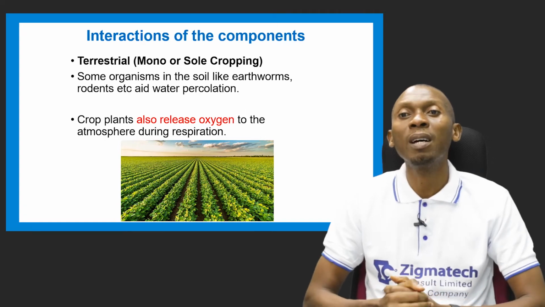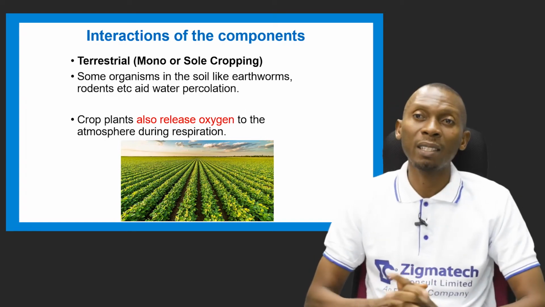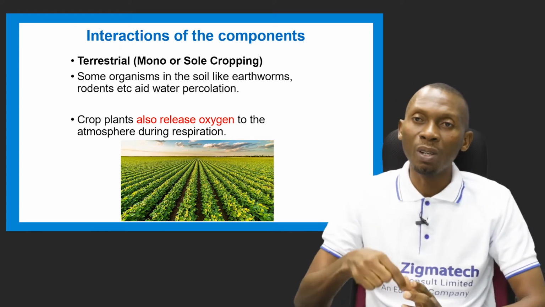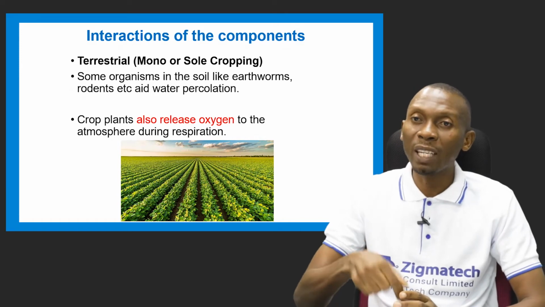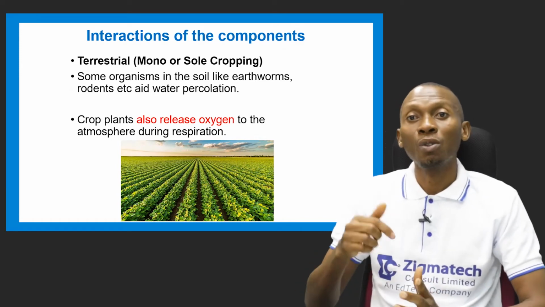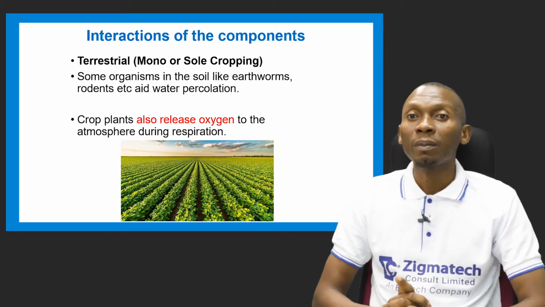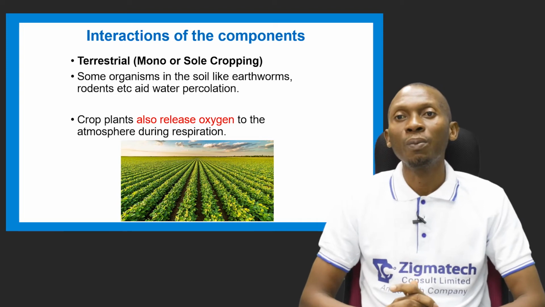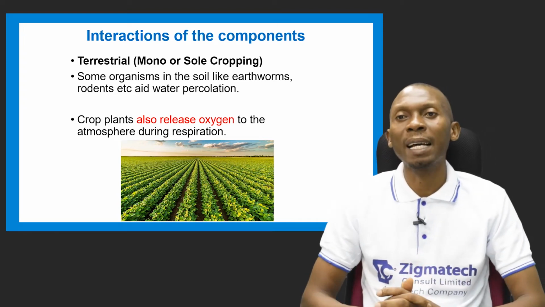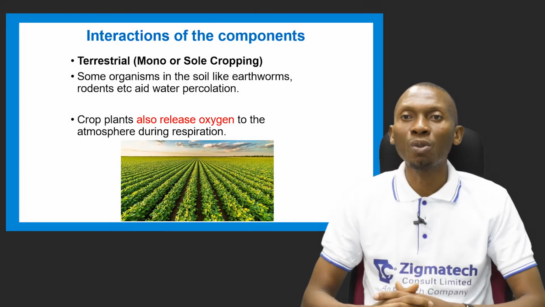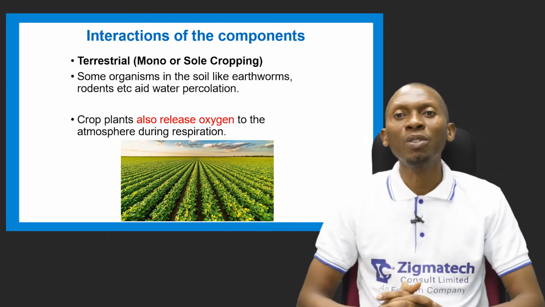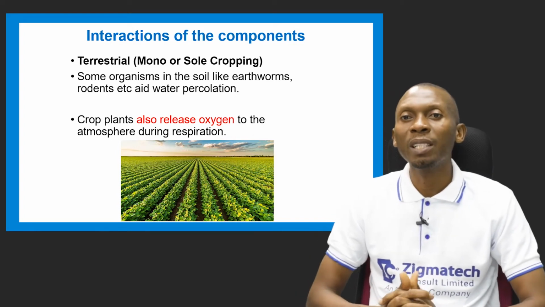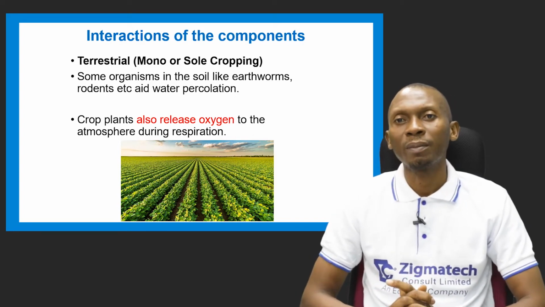This could aid water percolation, that's the downward movement of water into the soil, which will help water get to the roots of plants. It also helps aeration, as a result of the pore spaces they make in the soil, which also helps the growth of plants because the roots will be able to breathe properly. Then we also have crop plants release oxygen to the atmosphere during respiration.